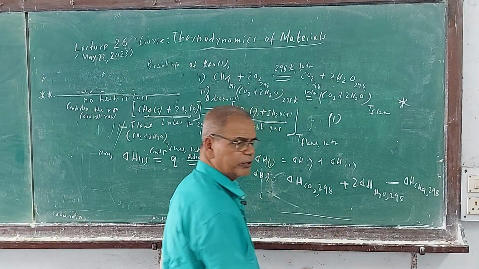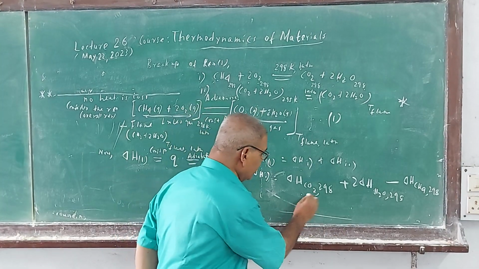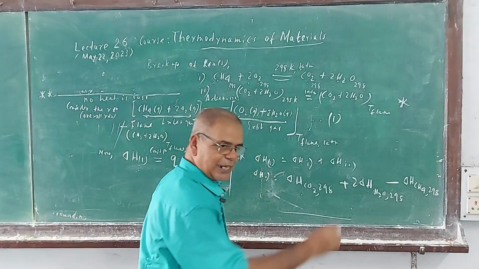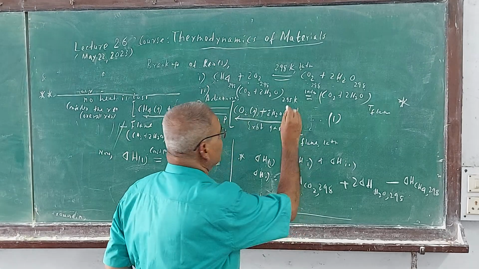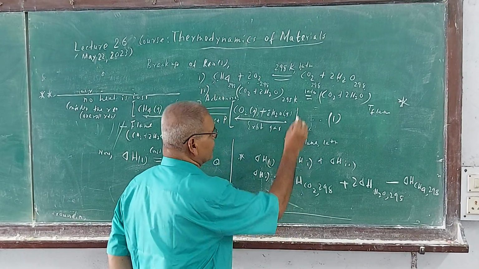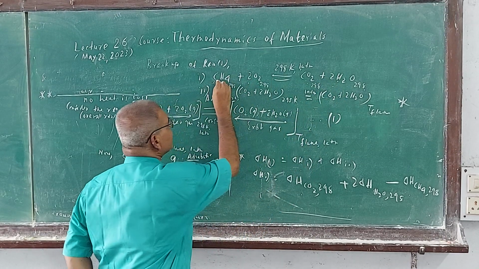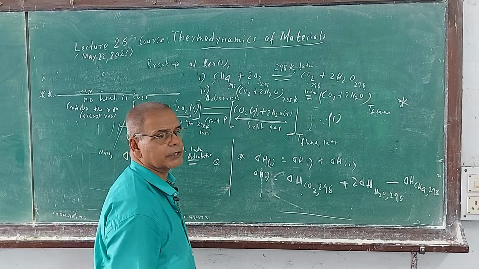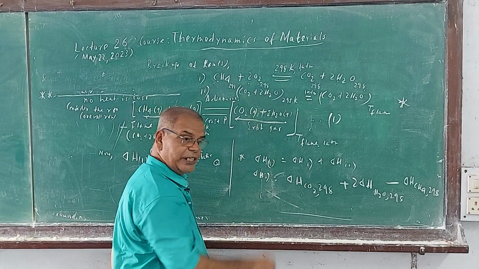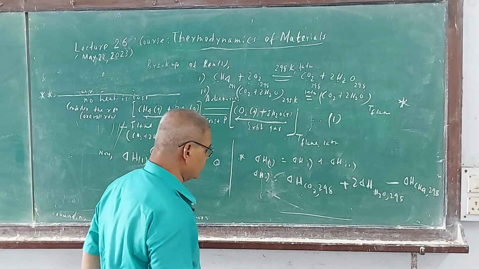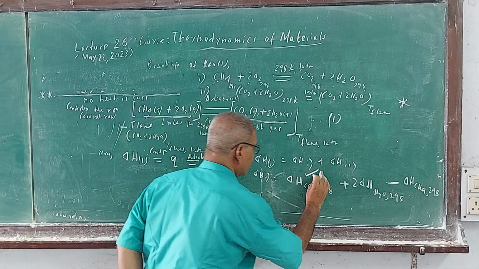In terms of compounds, remember forever, only compounds. Write this as good as I am writing. If you expand this, H of this plus 2H of this minus H of this minus 2H of this, then the H of O2 will be relevant. Don't worry. So these data are given, right?